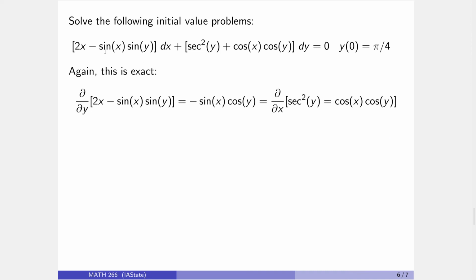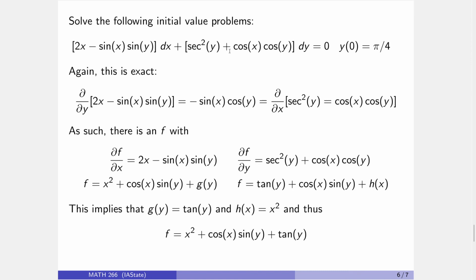Alright, so again, this is exact. Take the partial of this with respect to y, the partial with respect to x, we get this. Now note, this guarantees that there is an f that satisfies the equations we want. Specifically, the partial of f with respect to x is equal to this stuff up here. The partial of f with respect to y is equal to this stuff up here. Then we integrate with respect to x, integrate with respect to y, and we play the matching game.